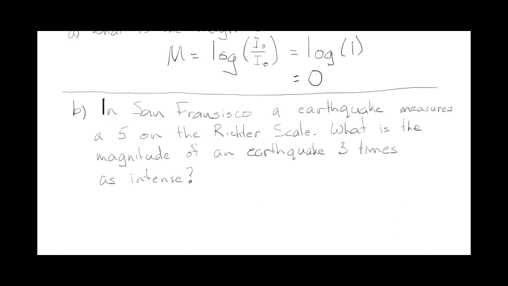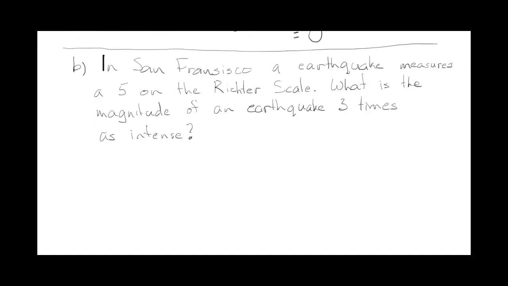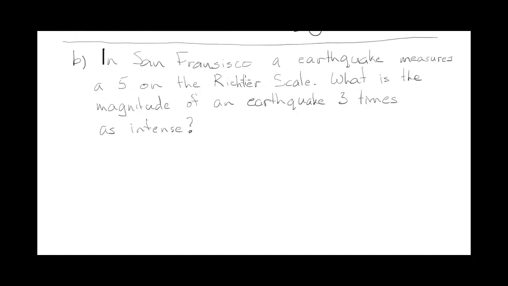Okay, so here's an example. In San Francisco, somewhere where you often have earthquakes, you have an earthquake which measures a 5 on the Richter scale, which is a fairly decent sized earthquake. What is the magnitude of an earthquake 3 times as intense? So we want the Richter scale measurement of this 3 times as intense earthquake. Initially some people might guess, well, 3 times, so would it be 15? You take that number and multiply it by 5. But because of the way the scale works, you're going to see that's actually not the case.